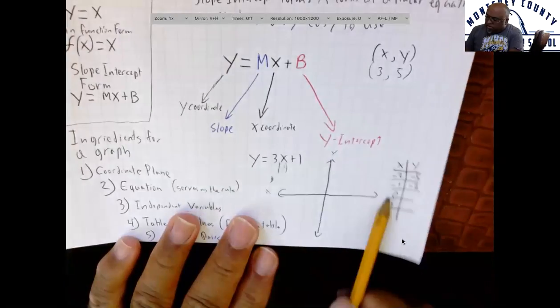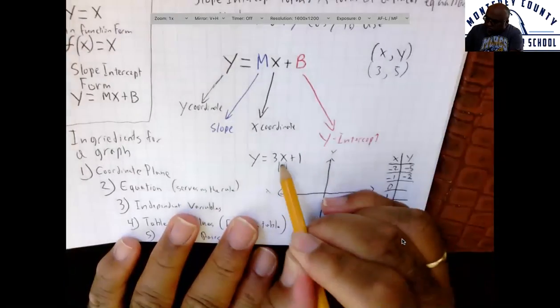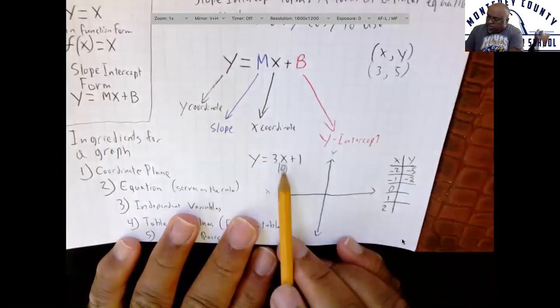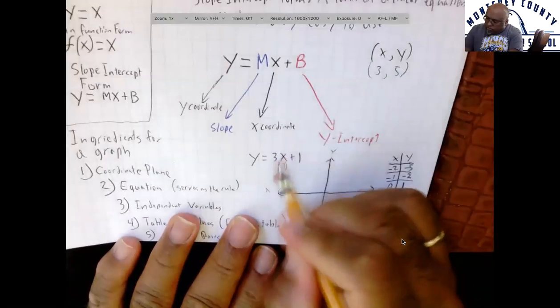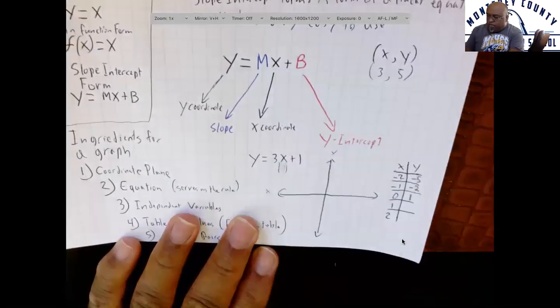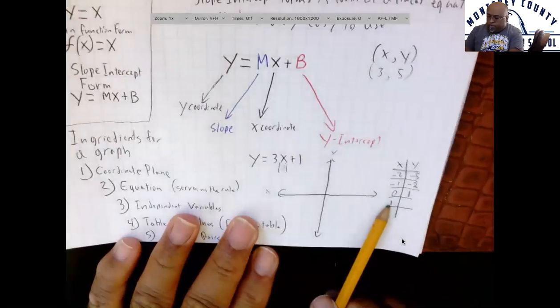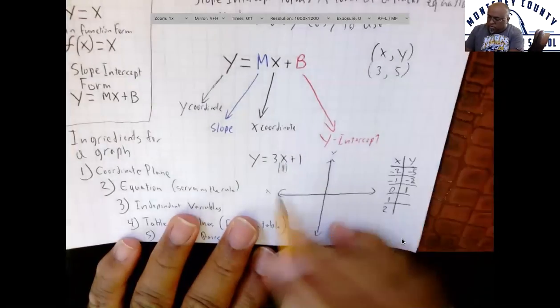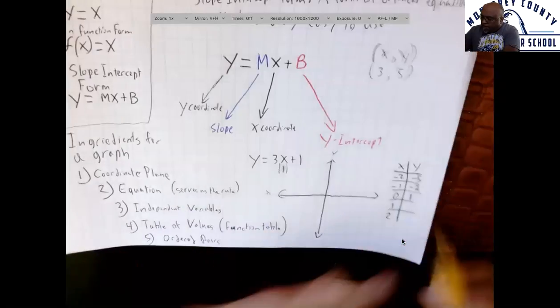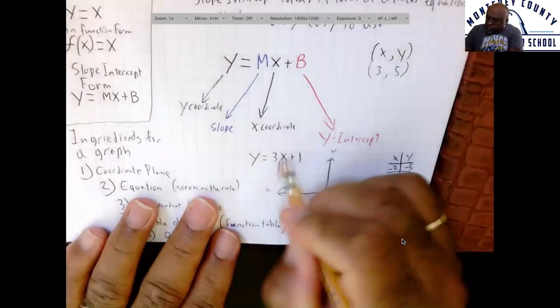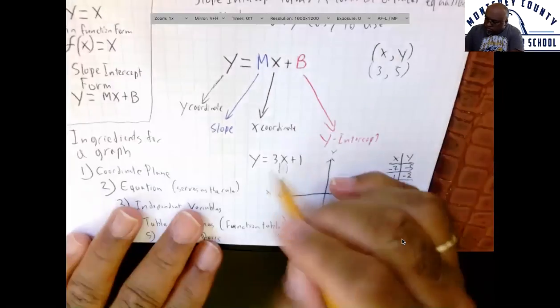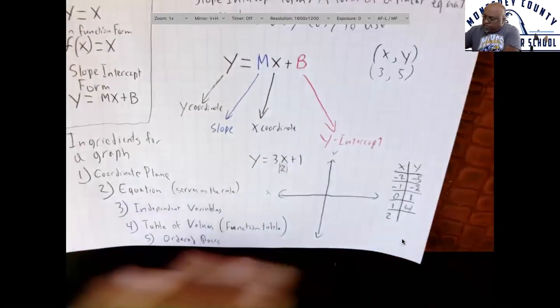If x is 0, 0 times 3 is 0. 0 plus 1 is 1. If x is 1, 1 times 3 is 3, plus 1 is 4. And if x is 2, 2 times 3 is 6, plus 1 is 7.